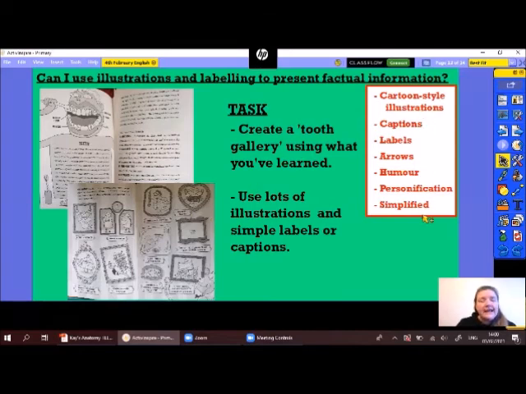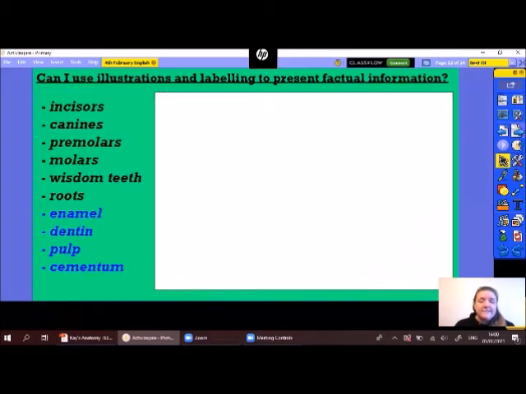I've put the list here in case it helps you to remember the kind of things that we might be looking for on your page. This is my piece of paper here, and the first thing I might do on a separate piece is just make a little list of the things I want to include. So the things in black here are the things we've learned about: incisors, canines, premolars, molars, wisdom teeth, and of course the roots of your teeth as well.